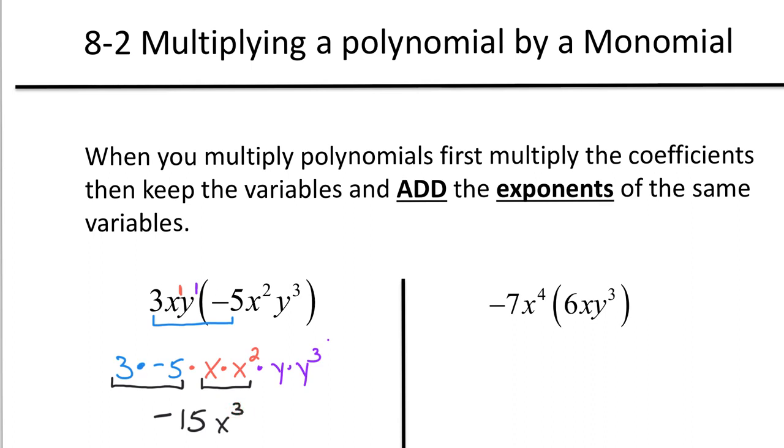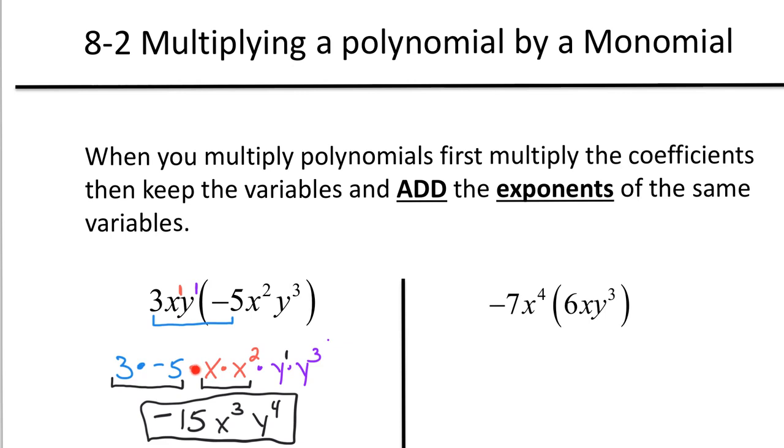And then I multiply the y's, and I have a y to the fourth power because I am going to add the exponents. Here's the 1. Let me put the 1 there so you guys can see the invisible 1. And I'm going to add 3 to the 1. 1 plus 3 is 4. So this is going back to the properties of exponents. When you guys have the same base, the same variable, and you're multiplying the bases, you add the exponents. So my answer is negative 15x to the third, y to the fourth.